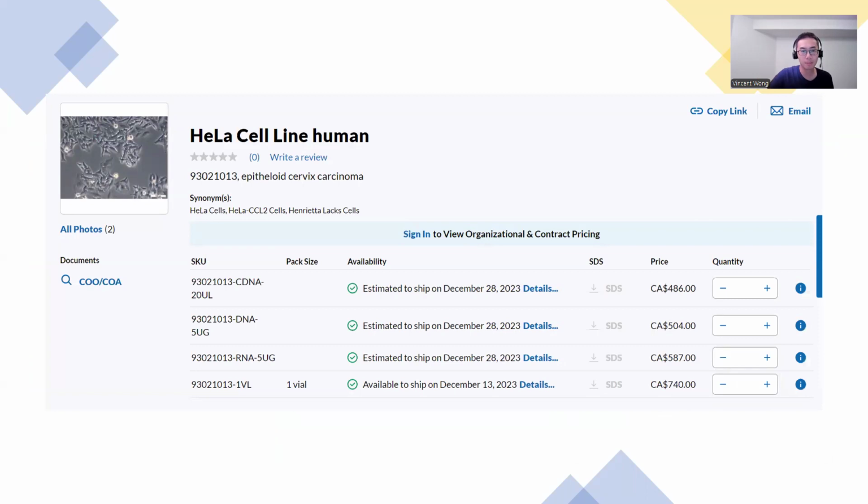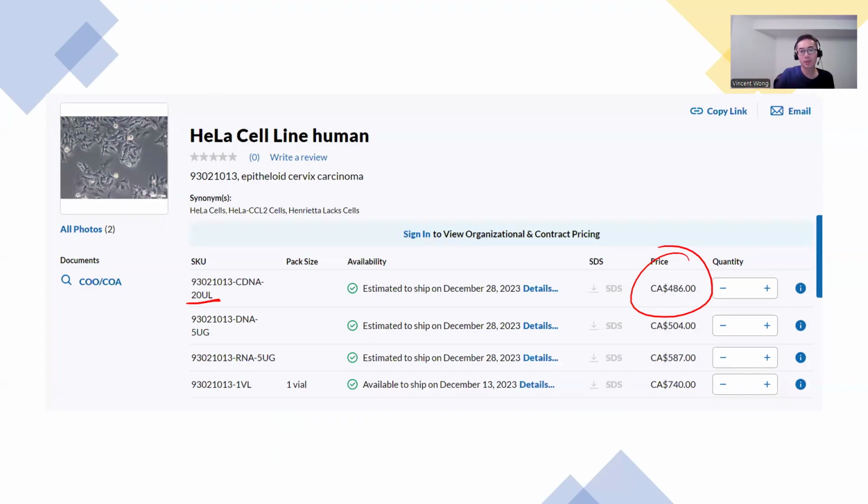Okay, in fact, you can buy them online, right? If you want to buy some HeLa cell lines, 20 microliters is going to cost you $486. Right? This is an old slide. It's probably more expensive nowadays. Okay, I looked this up like a year ago. But it's a very small amount, but it contains a lot of cells in the sample.